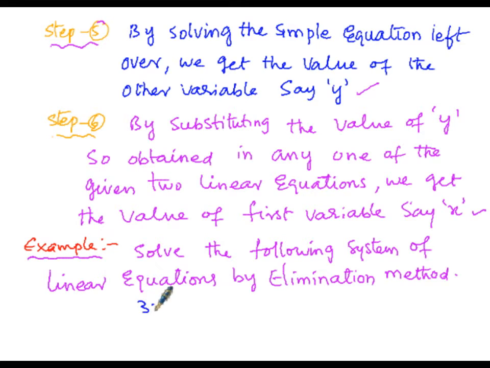3x minus 5y equals 17 and 5x plus 7y equals 13. So the first one is 3x minus 5y equals 17. The second linear equation is 5x plus 7y equals 13. Solution starts now.